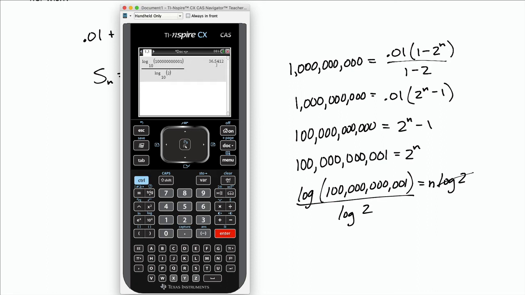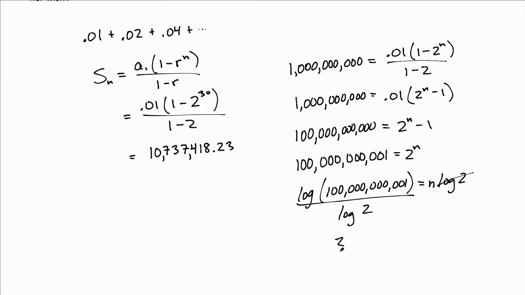And we get about 36.54. Remember that we're talking about number of days here. So this is 36.5 days, but of course she's only doing this once per day, so we need to round up. It would take a total of 37 days to reach our $1 billion with this pattern.